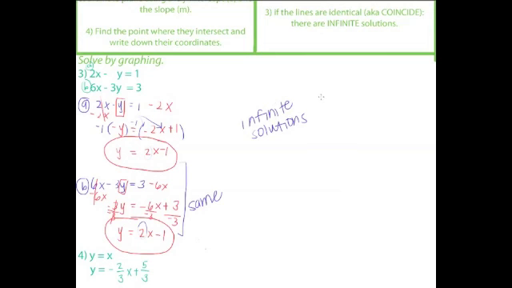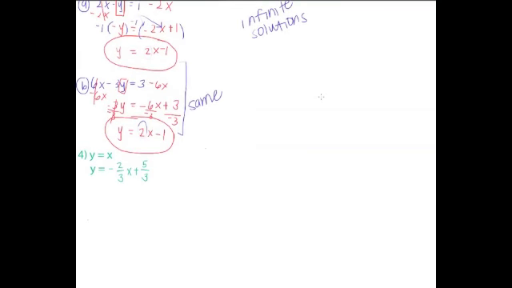Okay, and so those are the three different situations. What I want to do is give you guys one last one, which is number 4. And this one is not a no solution or an infinite solution.